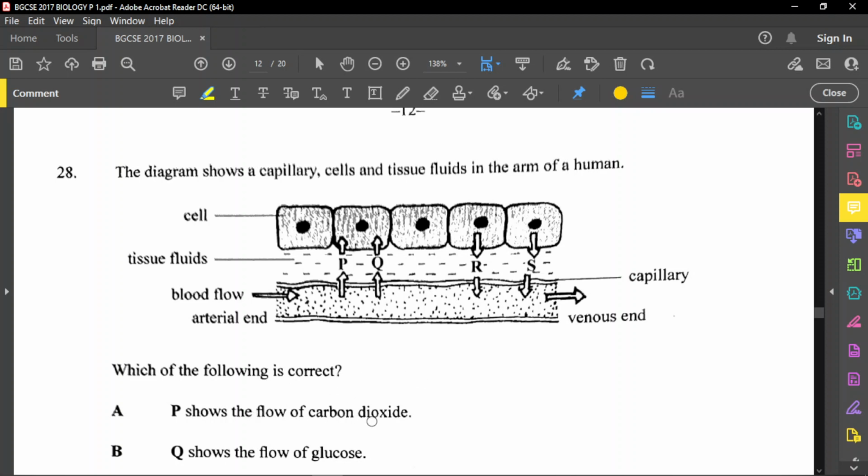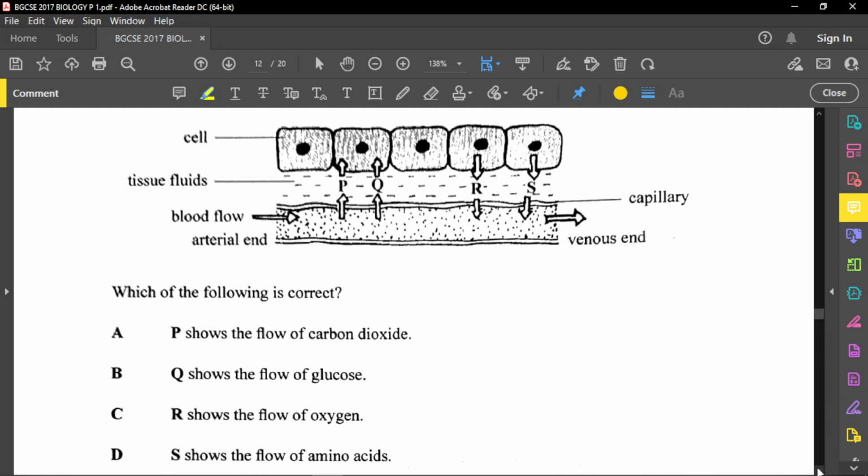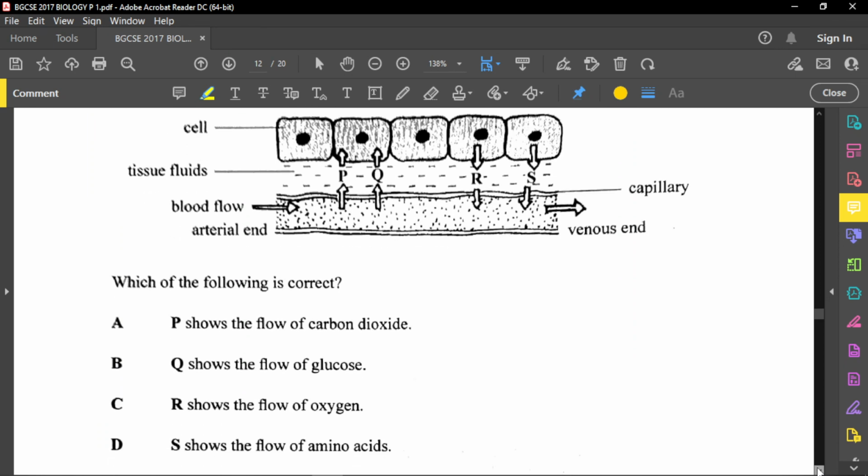It said P shows the flow of carbon dioxide. No, because it's a useful substance. It cannot be. Carbon dioxide is a waste. So we know for sure that A is incorrect. Q shows the flow of glucose. Yeah, that looks good, because Q could be glucose, because the cells need glucose for respiration. So let's hold on to B a little bit to make sure.